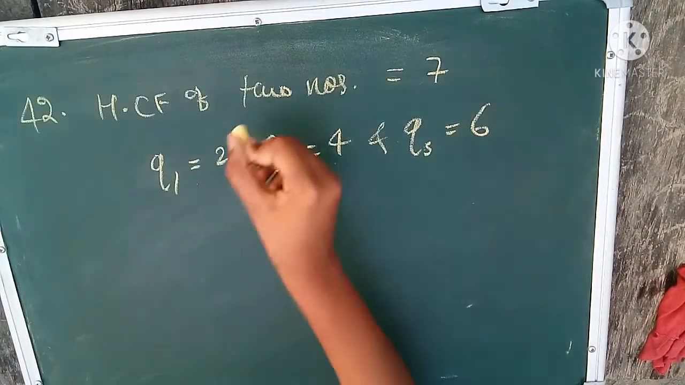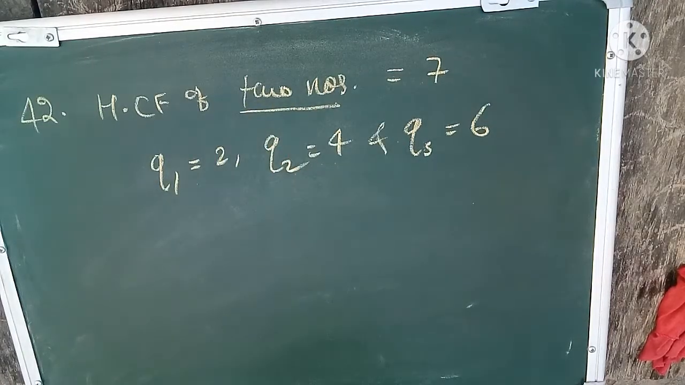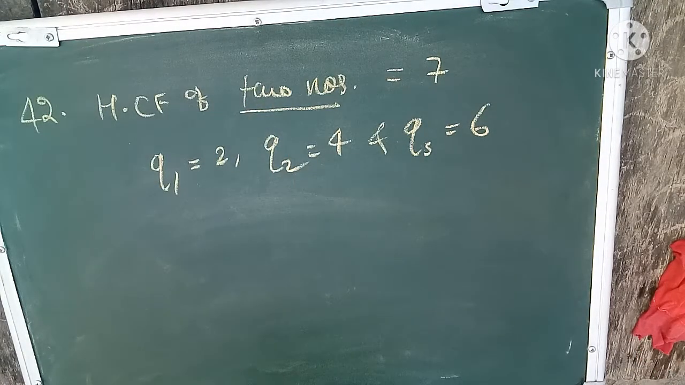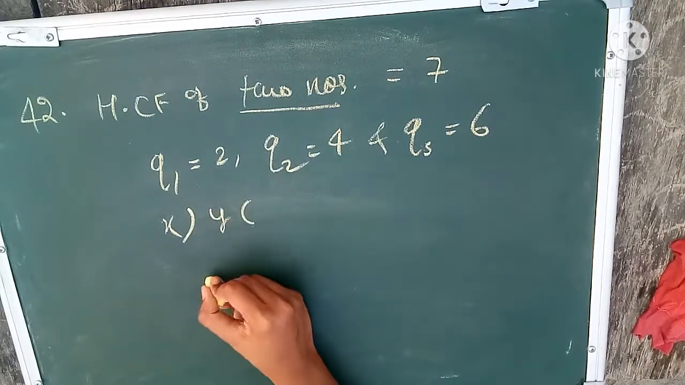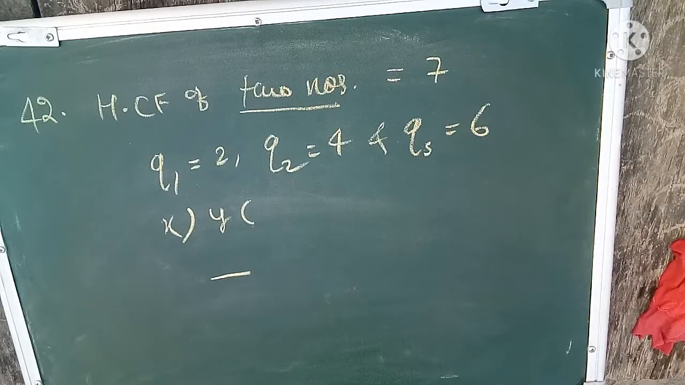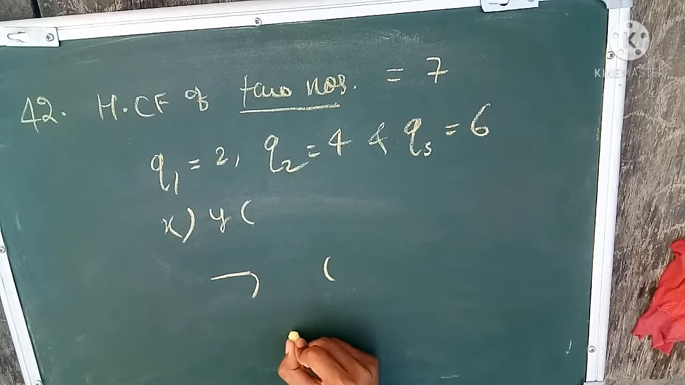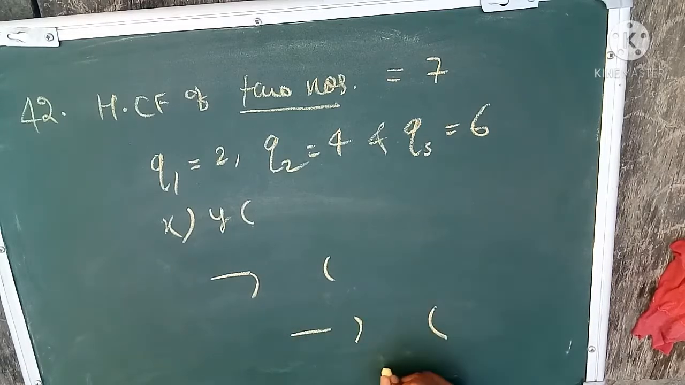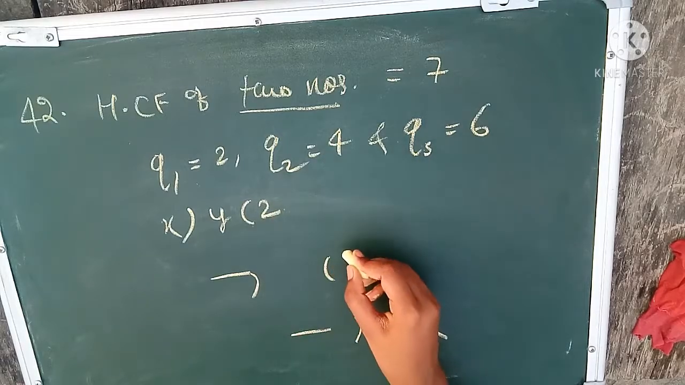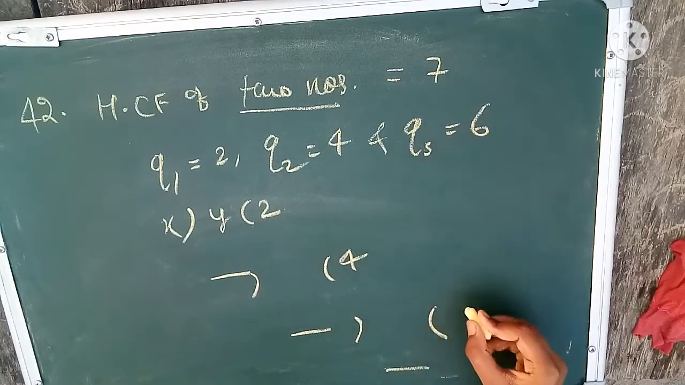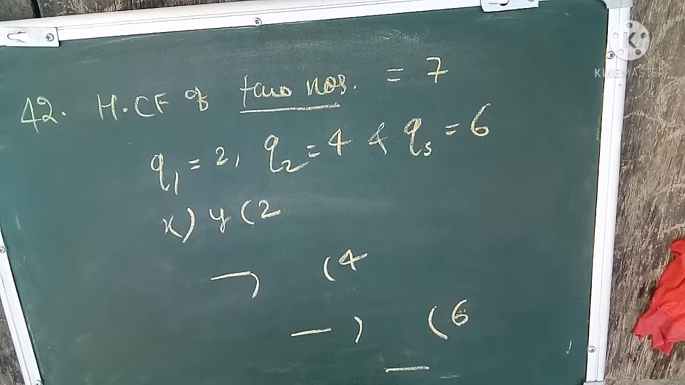Then we have to find the two numbers. What are the two numbers here? So let the two numbers be X and Y. Here we have X and Y. So according to the question, the division is done in three steps. So we have three steps here. And we have the first quotient as 2, the second quotient 4 and the third quotient is 6. And the HCF of these two numbers is what?